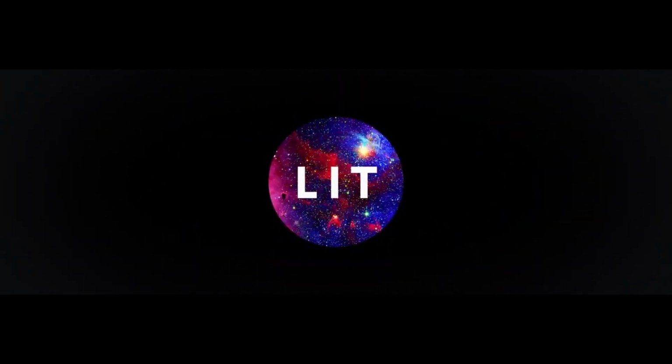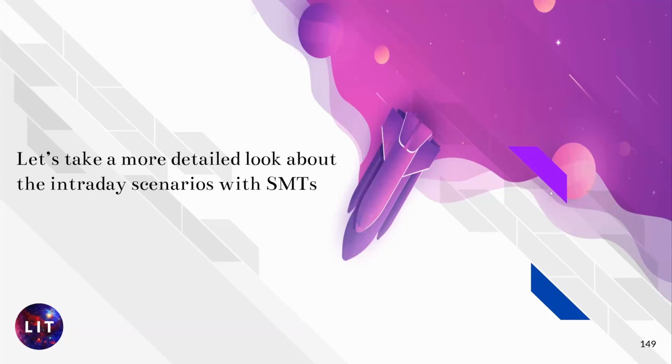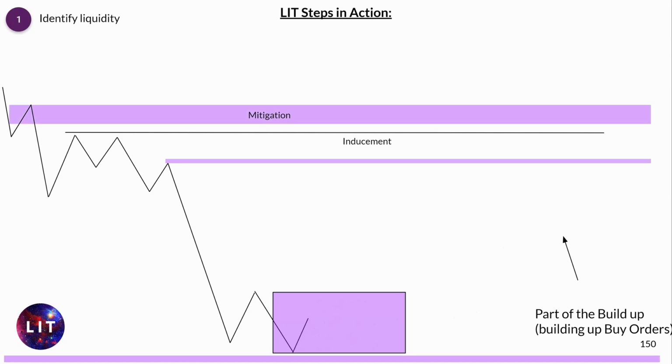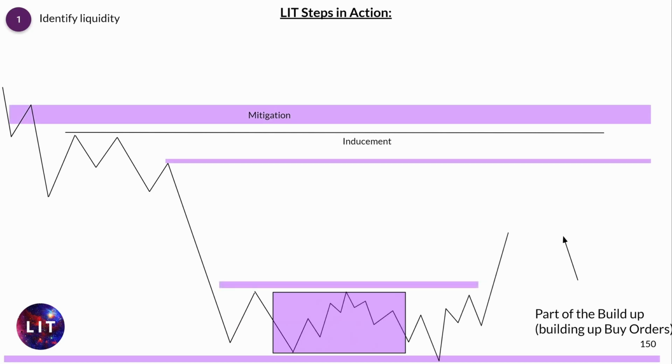Take a more detailed look at these intraday scenarios, including these smart money traps. For example, as you already know, the LIT steps in action so far with the overall structure as well. Again, Asia range will play a huge role. For example, in here we already see that Asia range is building on the downside. And of course, the first thing we do is identify the liquidity. Now, that's the first step for the LIT steps we will do.